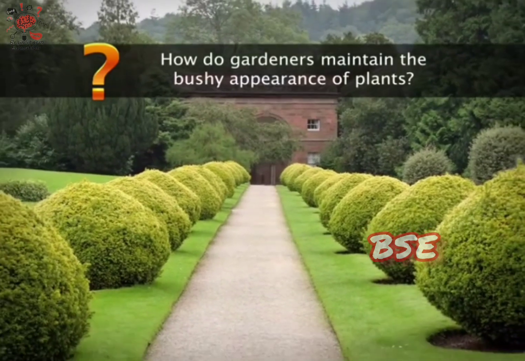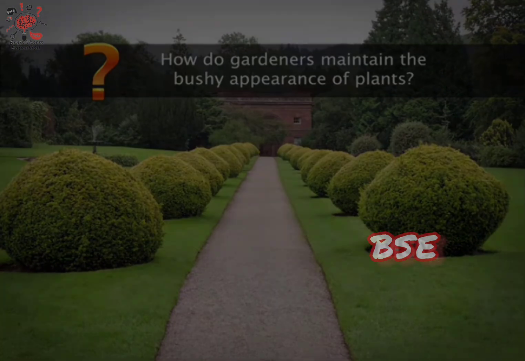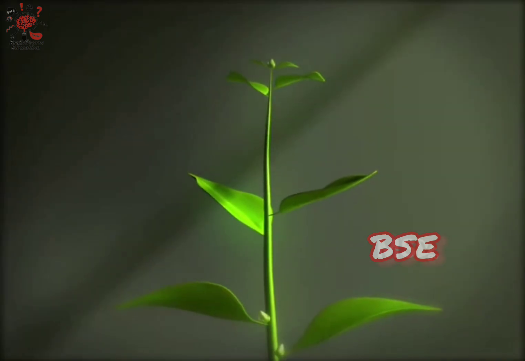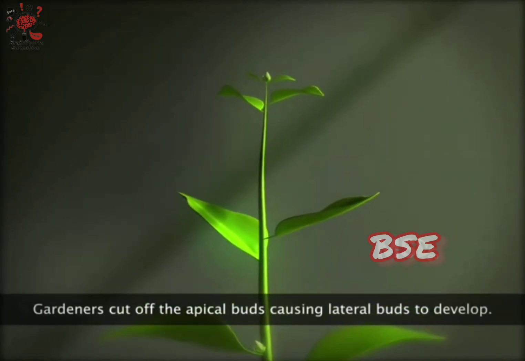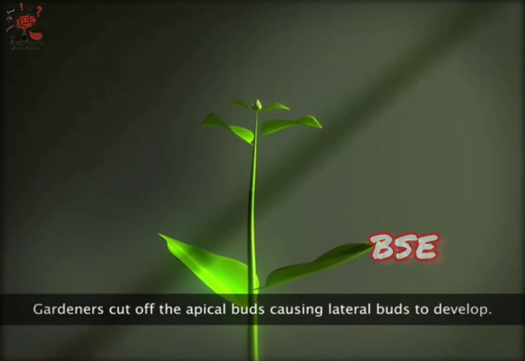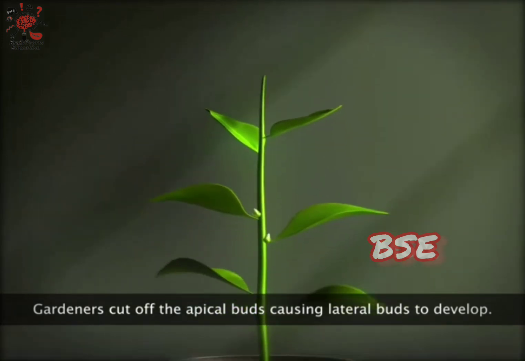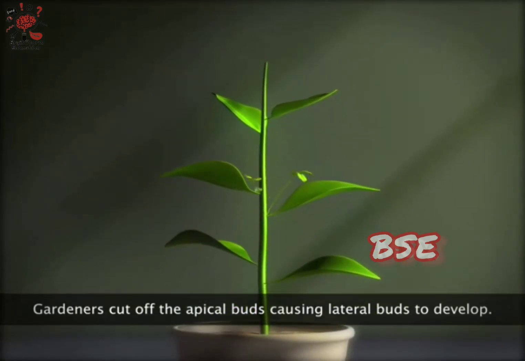Can you guess how gardeners maintain the bushy appearance of plants? They cut off the apical or terminal buds. Auxin concentration is very high in the apical bud region. When the apical bud is cut off, auxins that are concentrated in this region are also removed. Hence, the lateral buds are no longer inhibited. So, the plant attains a bushy appearance.